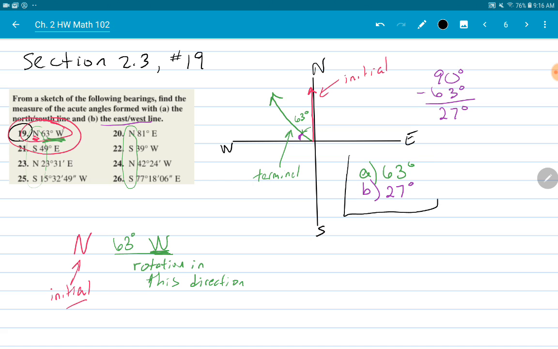It gets a little more complicated with numbers 23, 24, 25, and 26, because we have to subtract from 90. We'd have to add on 0 minutes and 0 seconds and borrow from the 90 to subtract for those later problems.